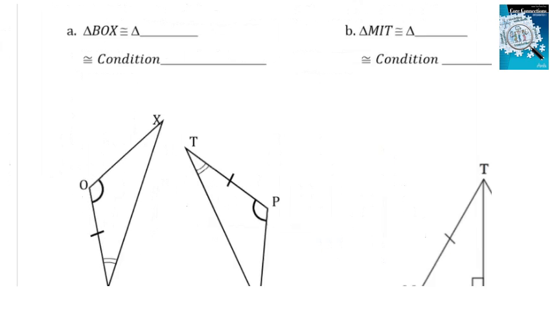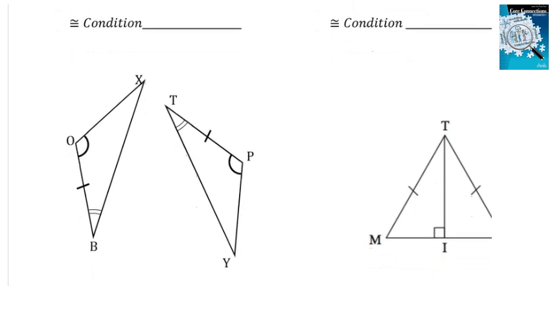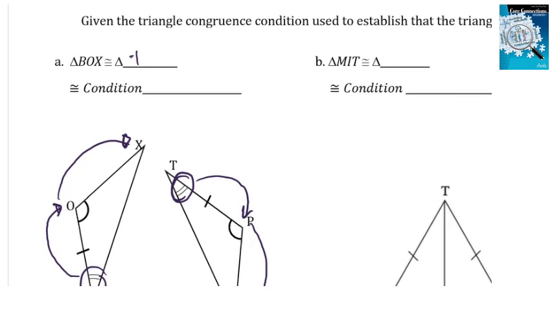So let's take a look at the first one here. It says triangle box is congruent to. Well, if I'm looking at it, box is going from here to this to this. So if I make the same jump in that order, here's this angle, and then jump to the other angle, and then jump to the angle without a mark. So that's TPY. So it would have to be triangle TPY. So triangle box is congruent to triangle TPY.